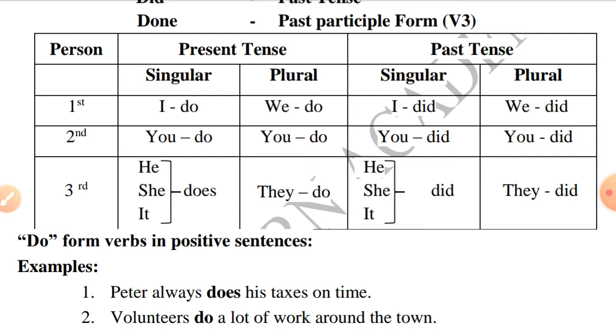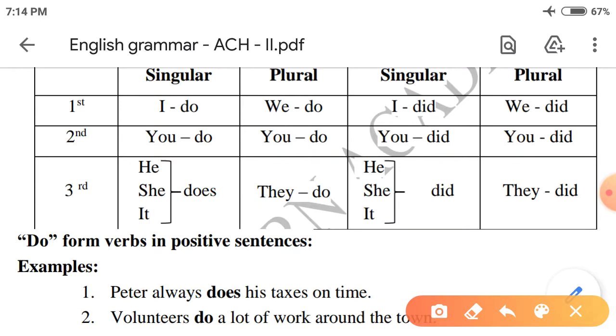Do and does are used for present tense. So where we must use do and where we must use does? When the subject is I, we, you, they, there we have to use do. When the subject is he, she, it, third person singular, there we have to use does. So for I, we, you, they, do; he, she, it, does. This is for present tense.